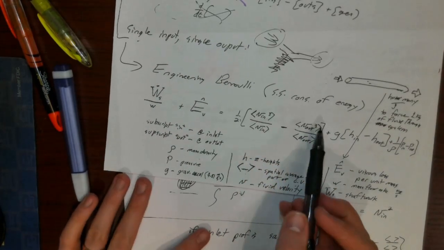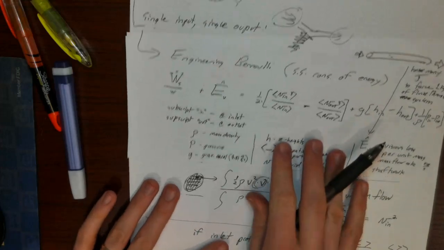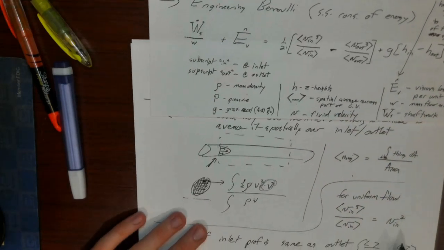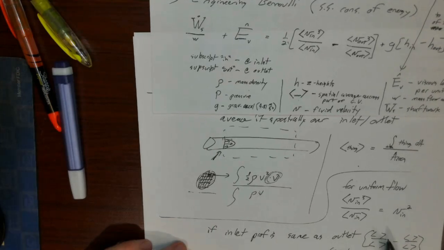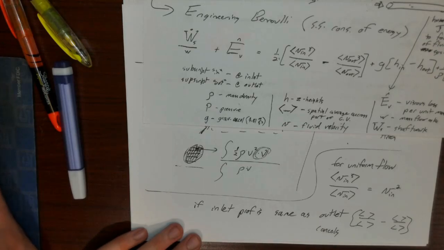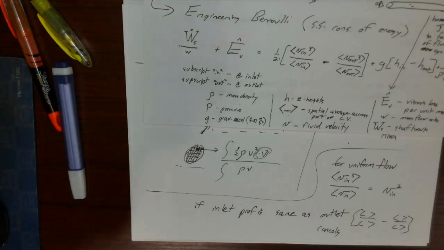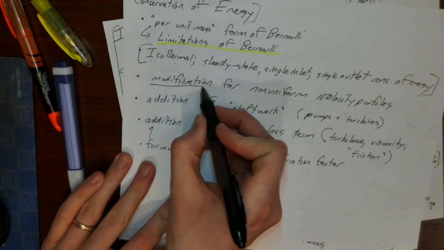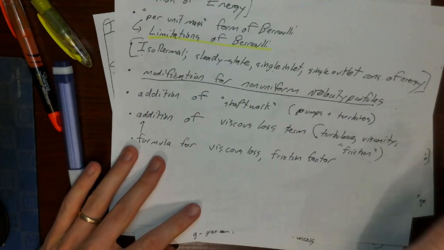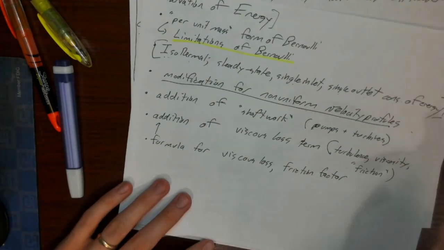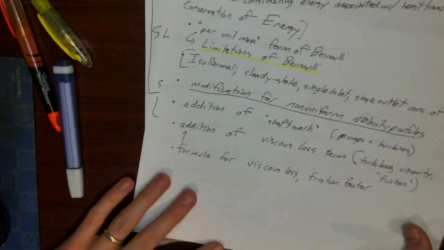So my apologies for introducing a somewhat complicated term, not very thoroughly explaining it, and then just showing a couple of shortcuts, but again, this is the world we live in. Let's move on. All right, so there's this modification for non-uniform velocity profiles, although in reality, we won't end up really using it that much. Now let's talk about shaft work.